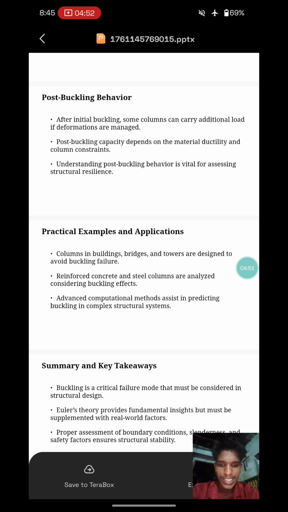Practical examples of applications. Columns in buildings, bridges and towers are designed to avoid buckling failure. Reinforced concrete and steel columns are analyzed considering buckling effects. Advanced computational methods assist in predicting buckling in complex structural systems.